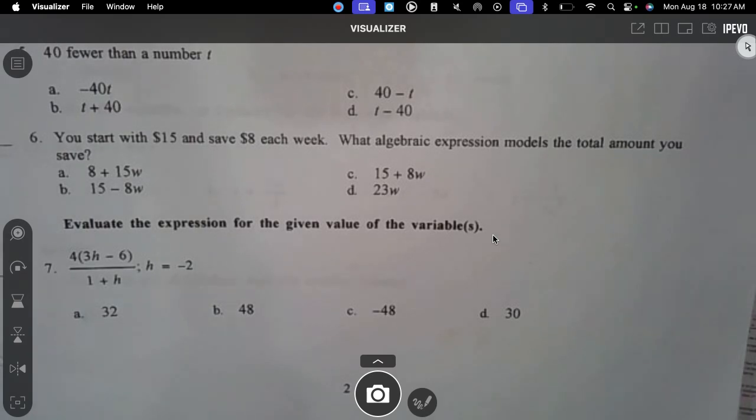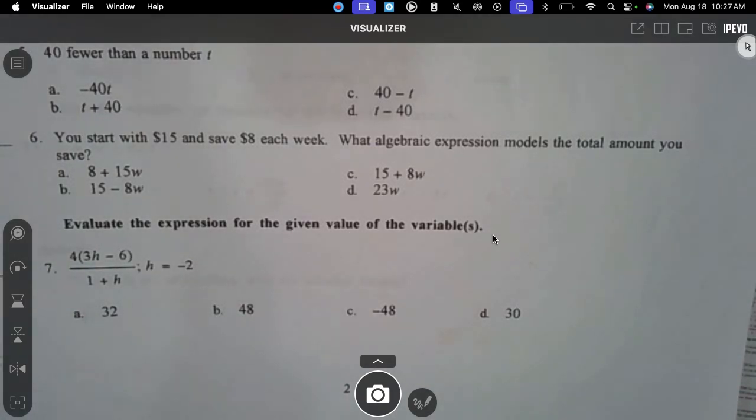Number 6 is on there as well. You start with 15 and you're adding $8 a week. Which one of those says that? C. Is everybody good with that? It just says the words. You start with 15, and you're saving $8 a week, so you're going to add that to it. What if it said you were spending $8 a week? You would subtract. So just read it.